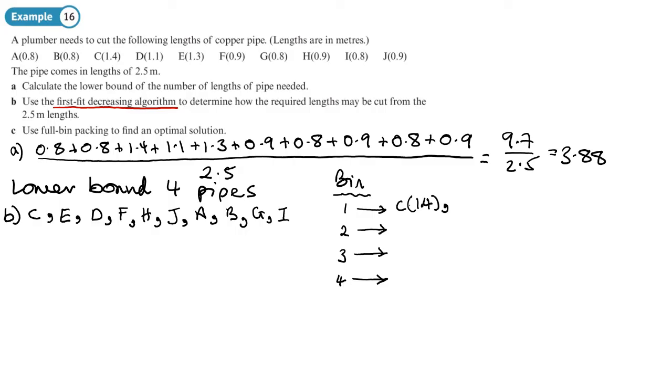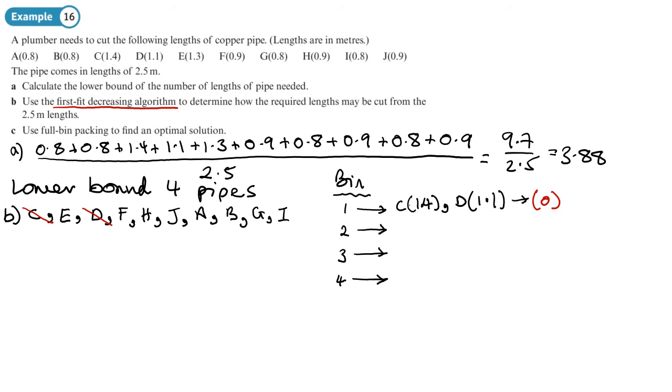Now, how about E? E is 1.3. That won't fit, that will make 2.7. D is 1.1. Yes, that will work. So D, 1.1. So that gives a full bin with no wasted space. Right, we go back to the start of our list again.